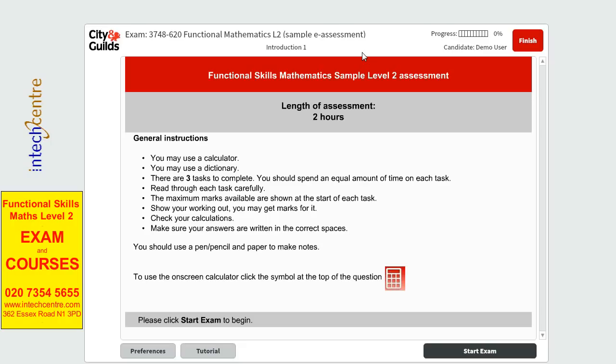You have to show your working out. It's not a must, but you may get marks for it. Make sure you check your calculations and that you put your answers in the correct spaces. Also, please do ask for pen and pencil and paper in the exam, as you might have to take notes. Also, this is the on-screen calculator. If you need it, please use it.